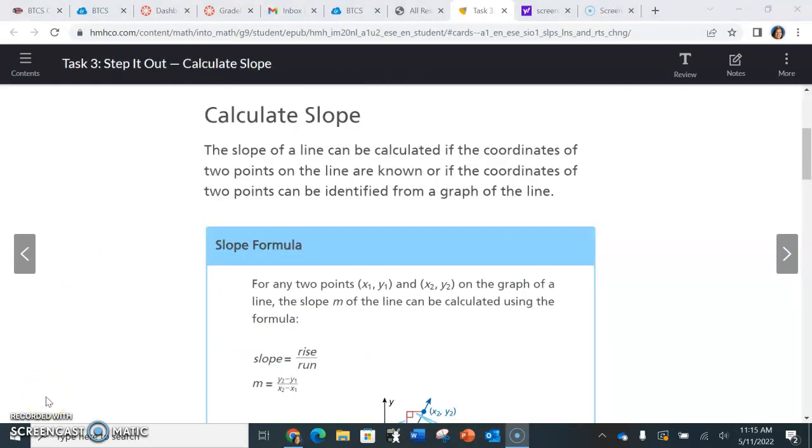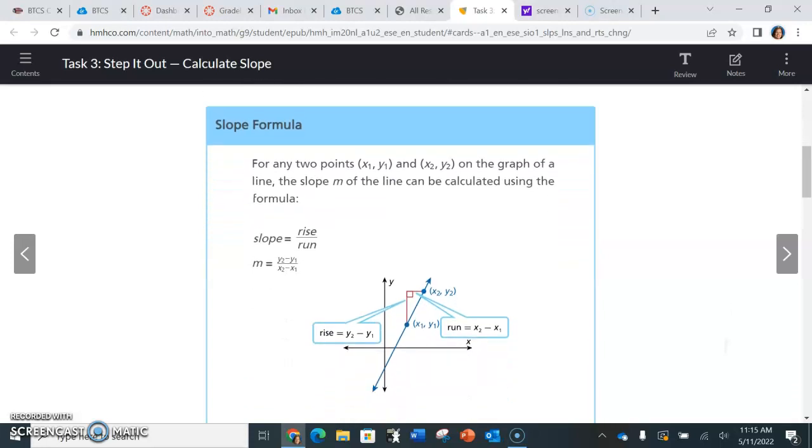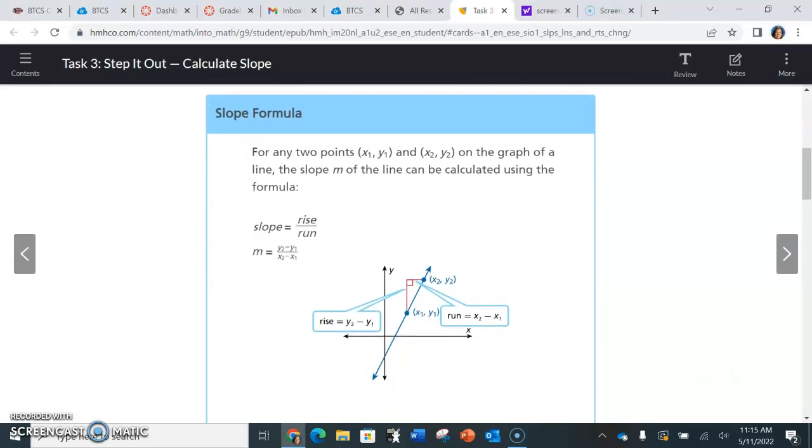Lesson 3.2, task 3. Calculate slope. The slope of a line can be calculated if the coordinates of 2 points on the line are known or if the coordinates of 2 points can be identified from a graph of the line. All right, so here is the slope formula. We know the slope formula is rise over run.